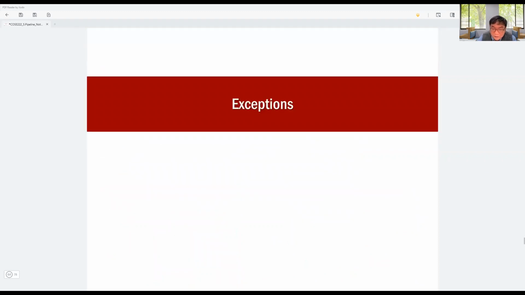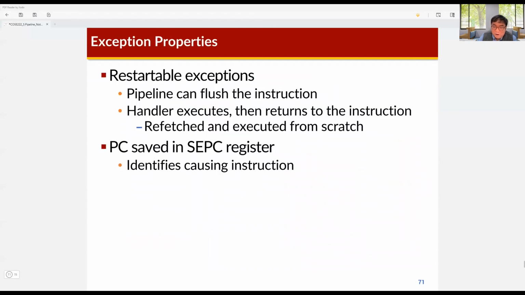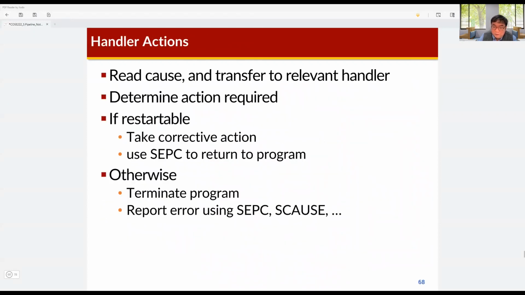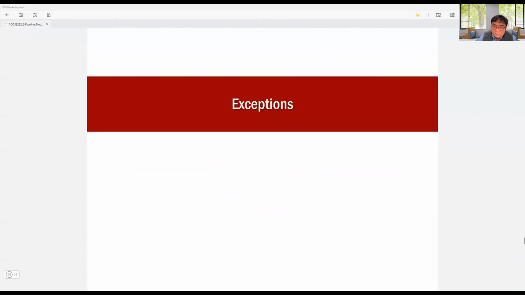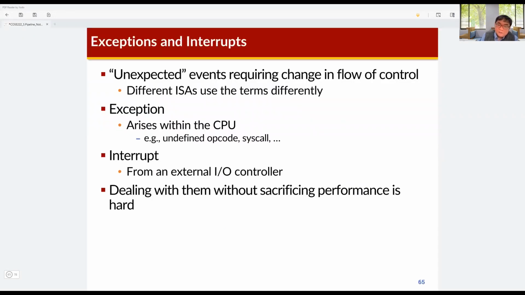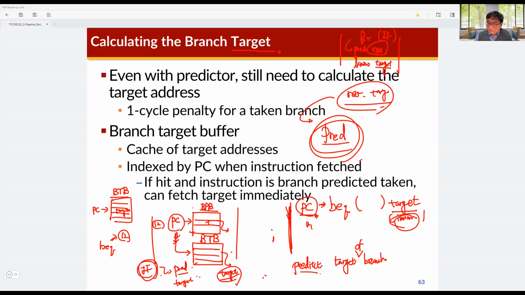And except, so I briefly explained about the exception, but I believe I cannot complete the exception part. So I will complete this pipeline design part in the next class. So I will briefly explain about the exceptions.